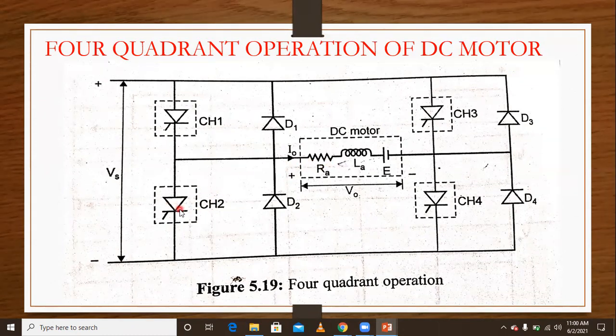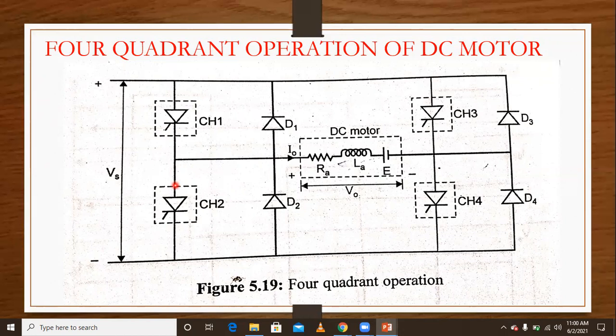If chopper CH2 is turned on, understood? In forward braking mode, CH2 is operated, and CH1, CH3 and CH4 are kept off. With CH2 on, the armature current must be in this direction. In the second quadrant operation, the armature current is negative but the supply voltage is positive. That is called forward braking mode.